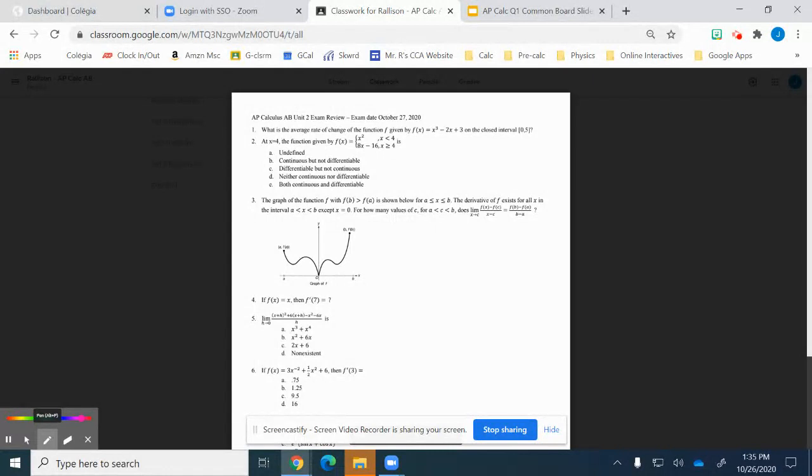For how many values of c, so c is any value x equals c, which could be anywhere between a and b, right? For how many values between a and b does, and let's take this apart. I'm going to do the second one first. This piece right here, what is that? That is actually simply the slope between point B and point A, right?